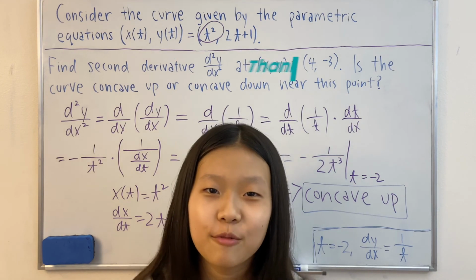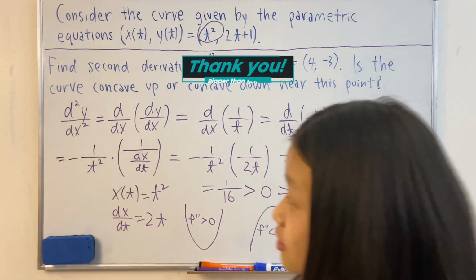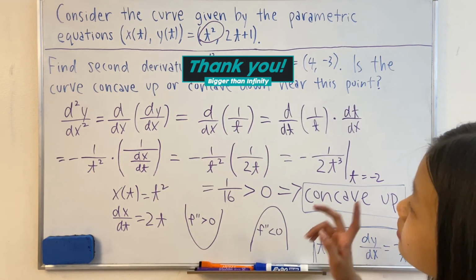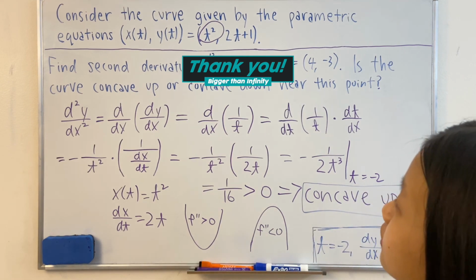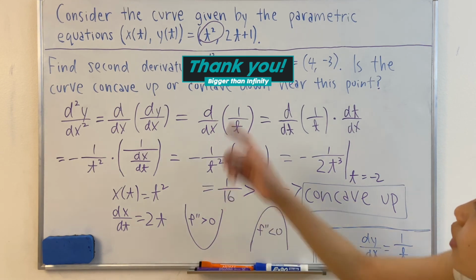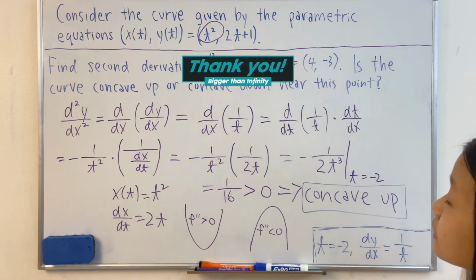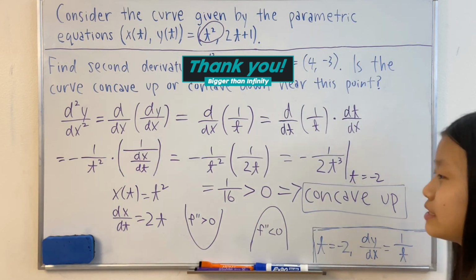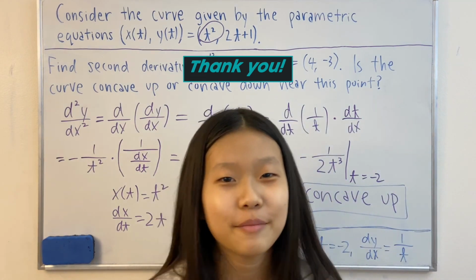Thank you for watching, everyone. In this video, I determined whether it's concave up or down when x is equal to 4 and y is equal to negative 3 for this parametric equation, and also found the second derivative, of course. Thank you for watching. Bye.